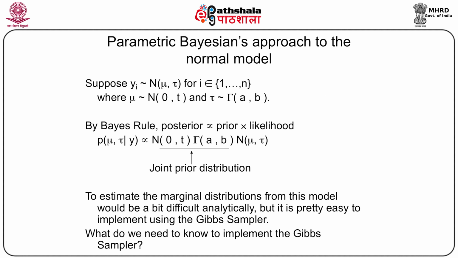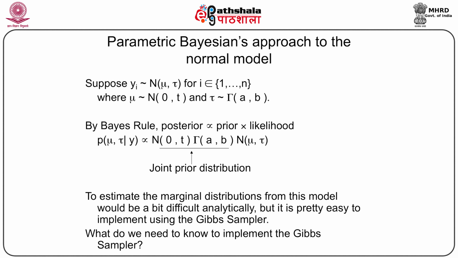Okay, let us now talk about estimation of the lazy parametric Bayesian's approach to the normal model. Suppose y_i is normal with mean mu and standard deviation tau, for i from 1 to n, where n is the sample size, where mu is normal(0, t) and tau is gamma(a, b). Actually, tau is here the variance parameter.